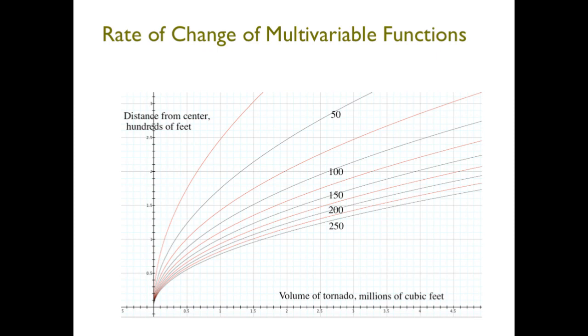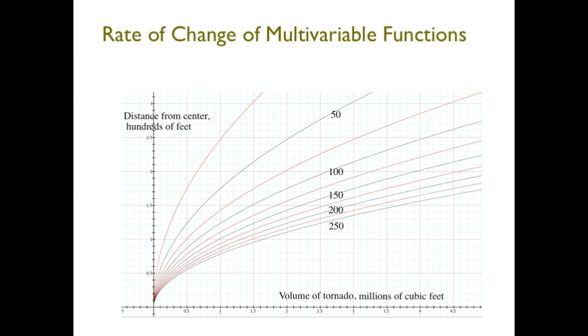So here's a function as a contour map. This is the wind speed of a tornado as a function of how far you are from the center and how big the tornado is. On the x-axis, we have how big the tornado is in millions of cubic feet. Then your y independent variable is how far you are from the center of the tornado. And these contour lines give you the wind speed for that tornado at that distance from the center.